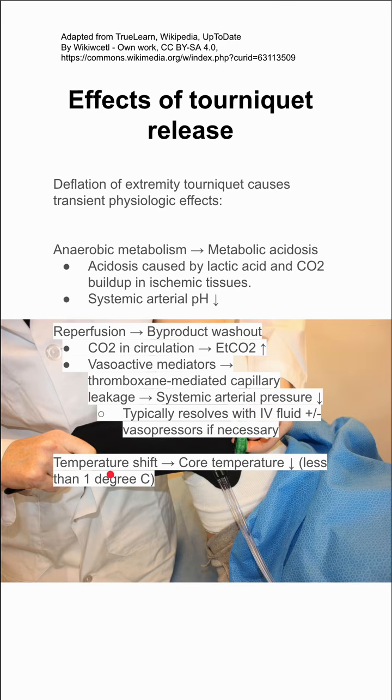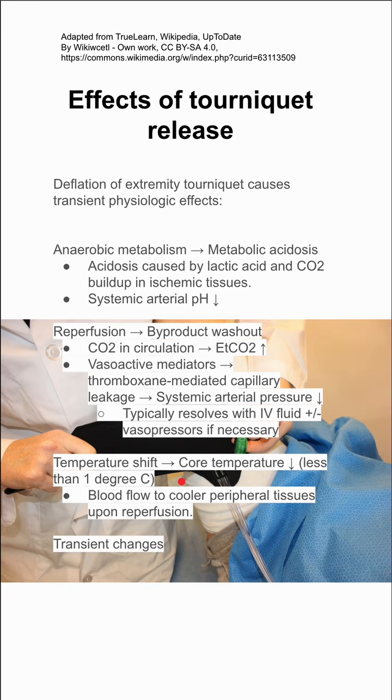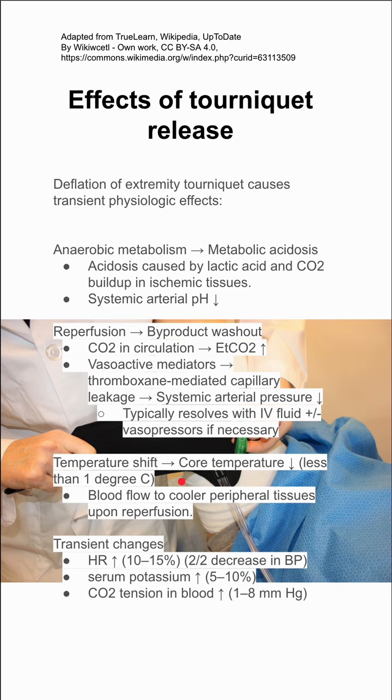There's also a temperature shift. The limb is usually colder when it's under tourniquet, so when it's released, your blood flows and mixes with that colder limb, leading to a slight drop of less than 1 degree Celsius for your body temperature. So again, these transient changes: slight increase in heart rate, maybe by 10 to 15%, secondary to a decrease in your blood pressure. You might have a slight increase in your serum potassium, and you'll have a slight increase in your CO2 levels in the blood.